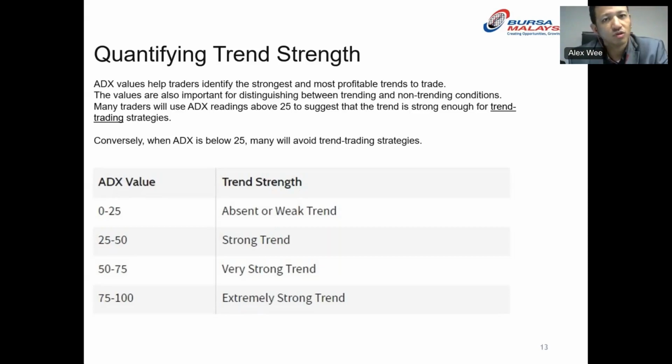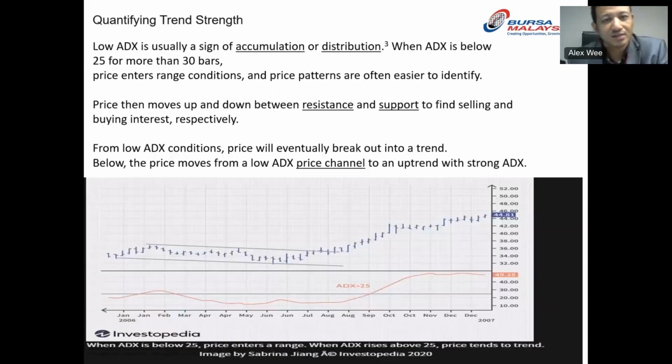So whether to use trend following or non-trend following strategies really depends on whether you know there's a trend and how strong the trend is. Sometimes it's not about whether I should use a trend following strategy or a range bound strategy at all times. The answer is, it depends on whether it's trending or range bound, and there are very few indicators to do that. One of the few is ADX, okay?